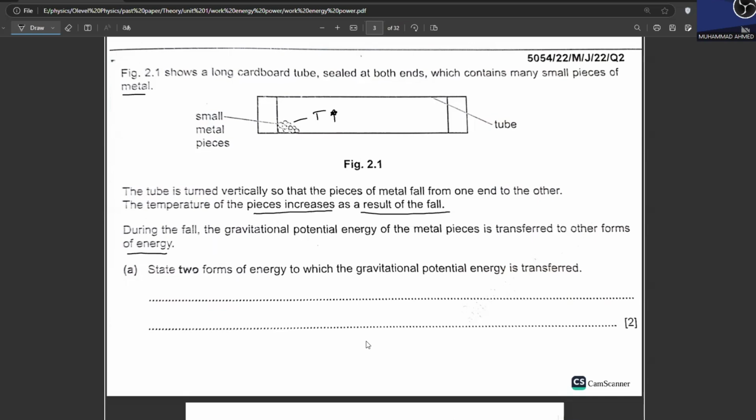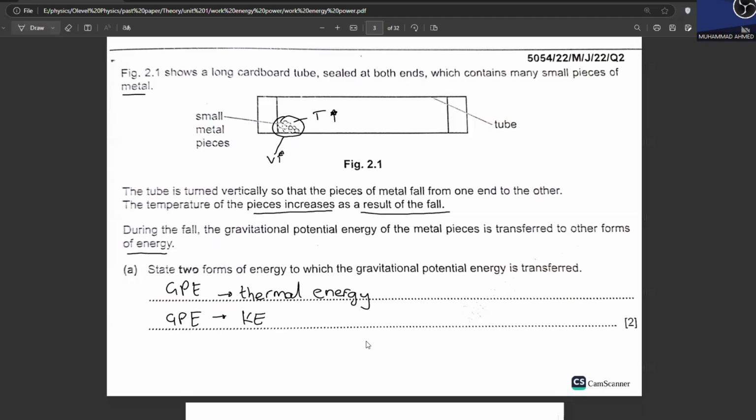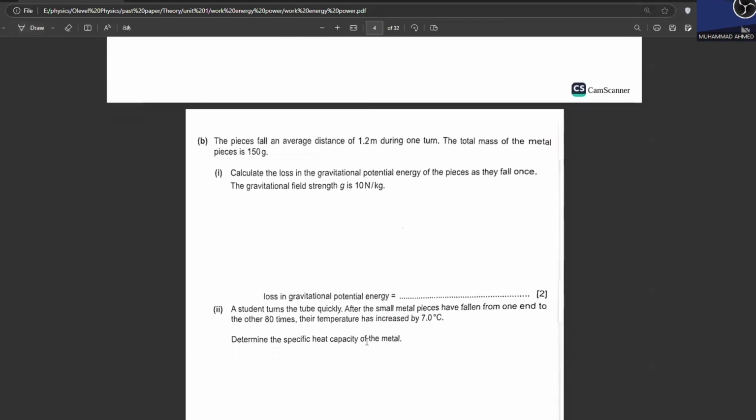As the pieces fall downward, the gravitational potential energy of the pieces is transformed to what? Thermal energy, first of all. Why? Because the temperature is increasing. And as you are rotating, the gravitational potential energy gets transferred into kinetic energy as these particles start to gain velocity. Simple as that. Let's move ahead.